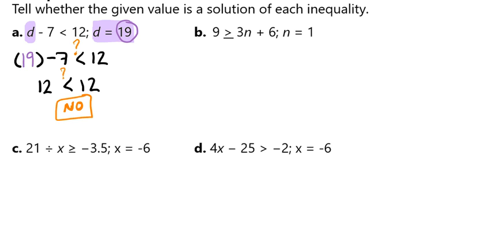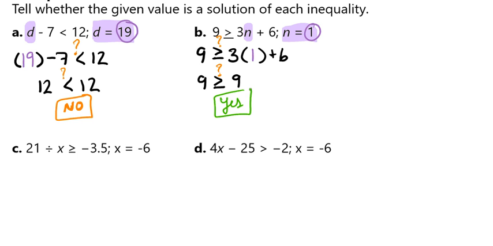So in our next one, we have 9 is greater than or equal to 3n plus 6, where n equals 1. So we're going to be taking that 1 and plugging that in for our n value. So we have 9 is greater than or equal to 3 times our n plus 6. So plug that 1 in. And remember, it's saying, is 9 greater than or equal to? And when we take 3 times 1 plus 6, we get a 9. So the question is, is 9 greater than or equal to 9? And that answer is yes, it is. So it is a solution.